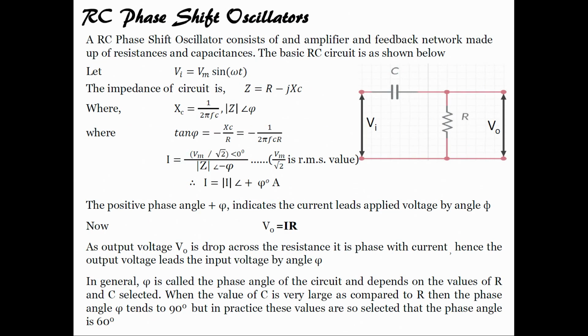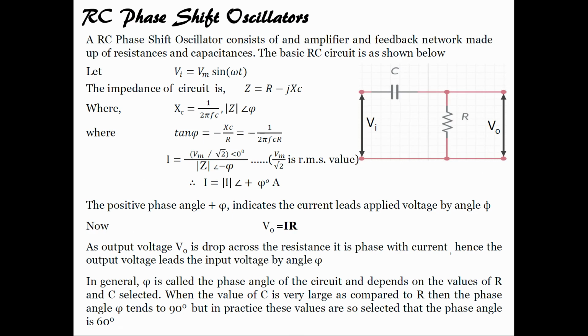If we discussed phase shift oscillators or RC phase shift oscillators, it is in this particular configuration. You can see C and R. Now, if I solve this circuit, what will I have? Let Vi equal Vm sin omega t be the input, and the impedance is Z equals R minus j Xc, where Xc is 1 by 2 pi f C, and the magnitude of Z should be at an angle theta or phi.